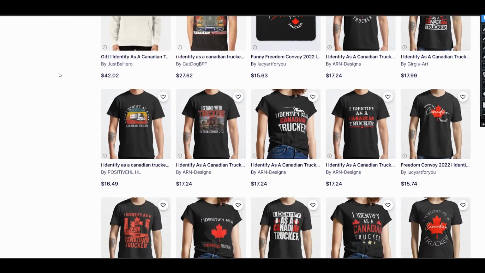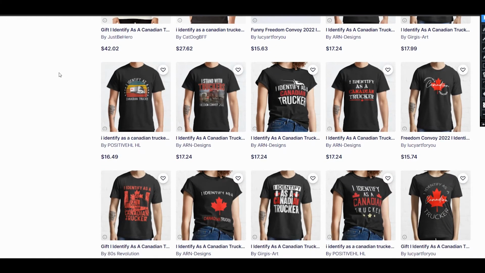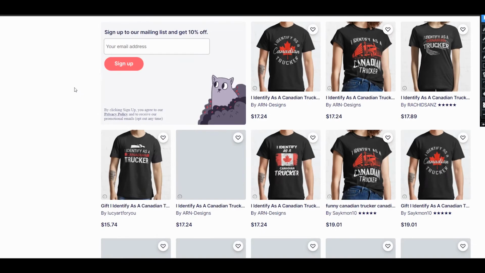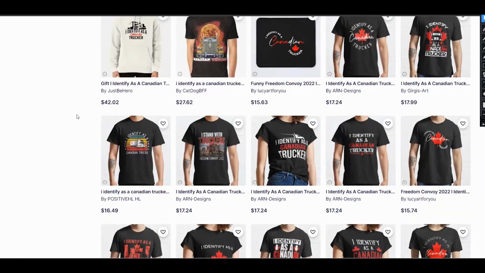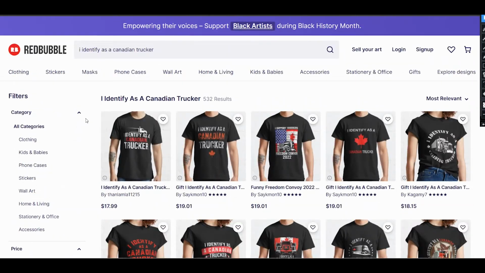If you want to make this kind of illustration, you should definitely make some illustration of a truck or something in Canadian style with these flag colors, or maybe with the Canadian leaf, and it will work well. You can also use other keywords, other searches such as freedom convoy. It will be a good idea to also add the date 2022. I think it will be good.